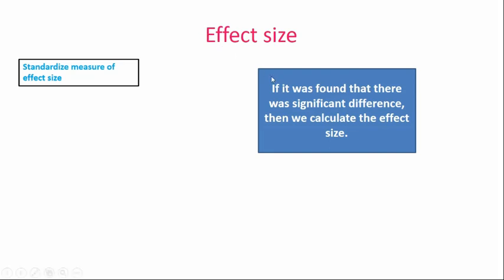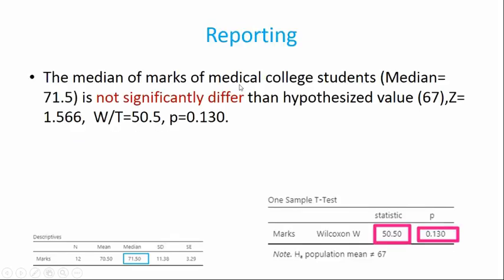Effect size. If it was found that there was a significant difference, then we will calculate the effect size. But in our case, there was no significant difference, so we will not calculate the effect size. Effect size is a standardized measure. The formula is r equal to Z divided by the square root of N. We will report like this.